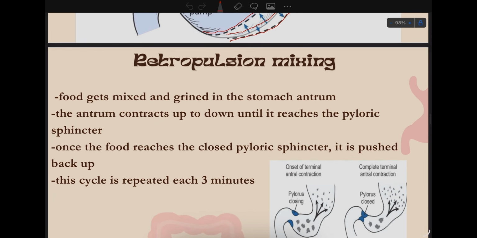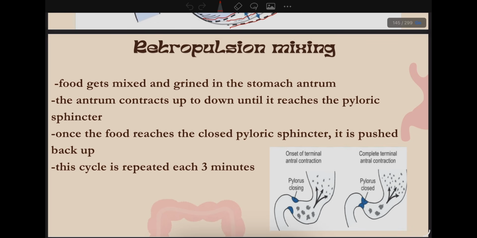Now the mixing in the stomach is happening in a retropulsion way of mixing. And what do we mean by retropulsion mixing? Basically, the stomach contracts from up to down, up to down, up to down, until the food reaches the pyloric sphincter, down. Once it reaches the pyloric sphincter, the antrum will contract and push the food towards the pyloric sphincter. If the pylorus is closed, what happens? The food will face like a wall, and it will hit the wall and go back up. So it will strike and go back up. And then it starts contracting again and again and again, and it goes in a cycle.